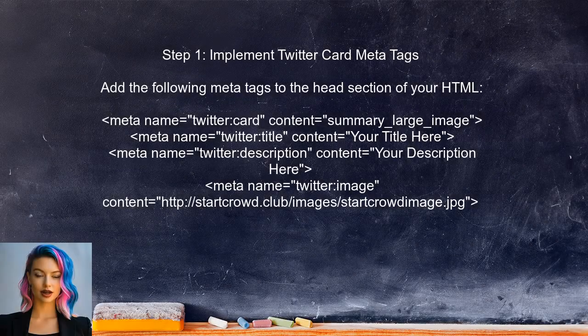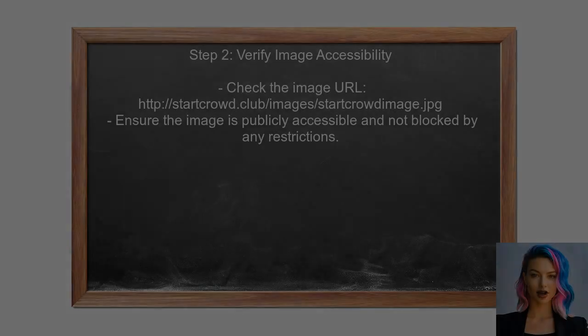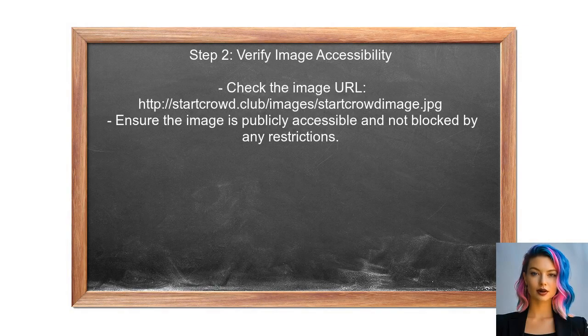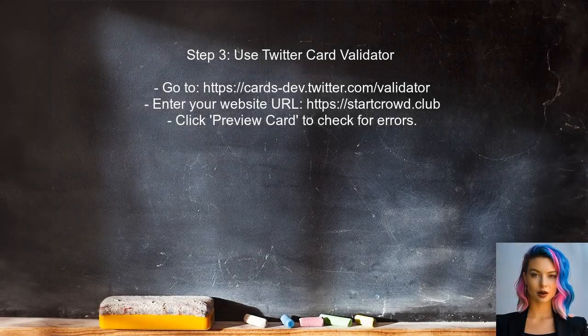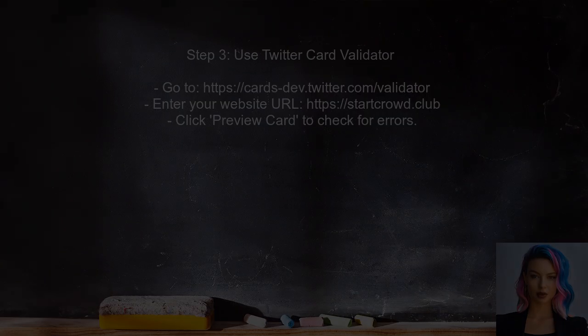To resolve the card error on Twitter, the user should first ensure that the correct meta tags are implemented on their website. Specifically, they need to include the Twitter card meta tags. Next, the user should verify that the image URL is accessible and correctly formatted. The image must be hosted on a secure server and should be publicly accessible. After updating the meta tags and verifying the image, the user should use the Twitter card validator again. This tool helps confirm that the changes are recognized by Twitter.